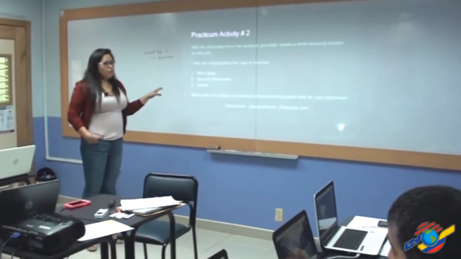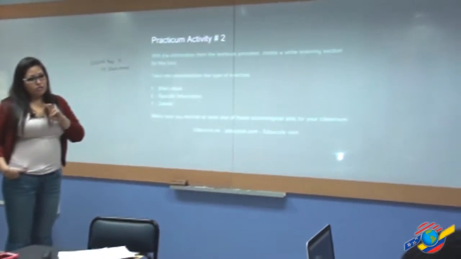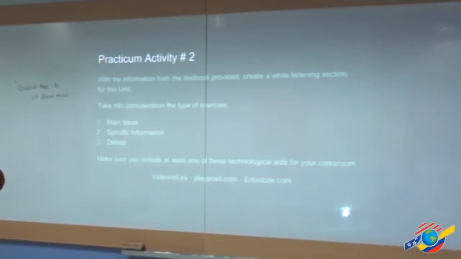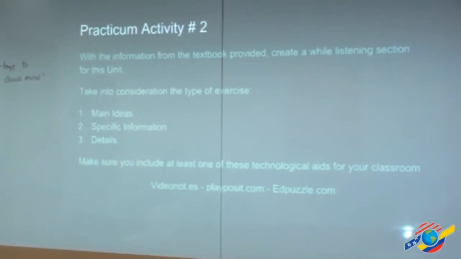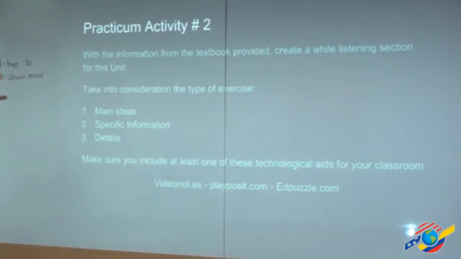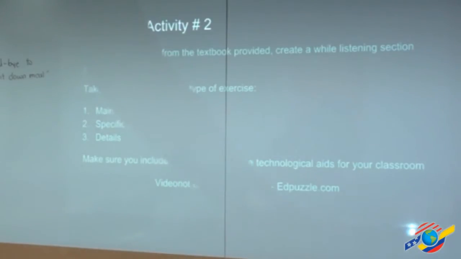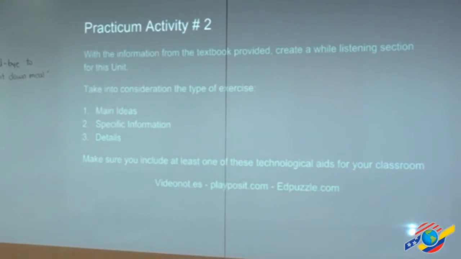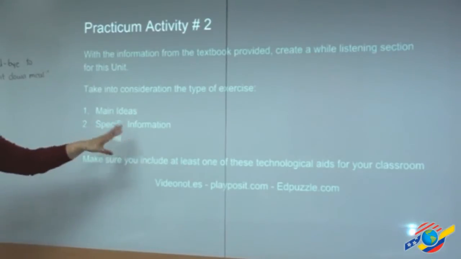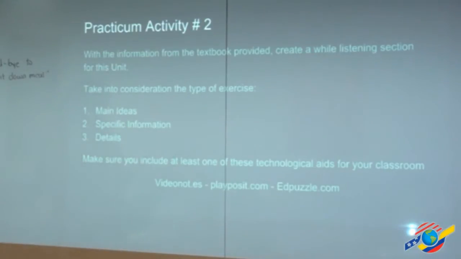In this activity, you're going to create the second part of your listening class. This is the while listening section. As we mentioned before, the while listening section has 3 parts. You can see them here. They have 3 options. You can select activities like main ideas, specific information, or listen for details. Okay, specific events, in fact. This is not specific information.